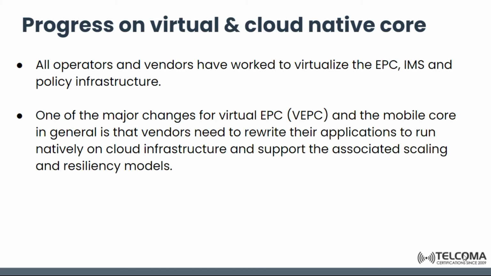If we talk about the major challenges or the major changes for the virtual evolved packet core and the mobile core, multiple vendors are required to rewrite their applications so that they can run natively on a cloud infrastructure, and also support the associated scaling and resiliency models. So this is how we can progress on a virtual and cloud native core. All operators and vendors are working together to virtualize the evolved packet core. The change is that the vendors have to rewrite their applications.